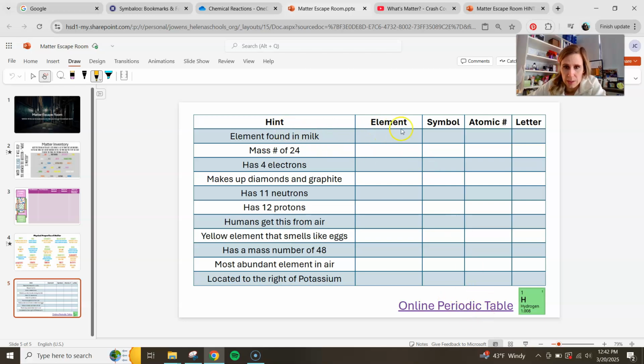You would tell me the element. So for instance, the element found in milk would be calcium. The symbol is Ca. The atomic number is 20. Then you would use that atomic number and this to figure out what letter. This is going to give you the keyed lock. So you are going to figure out what you need to do to get the key for the keyed lock.